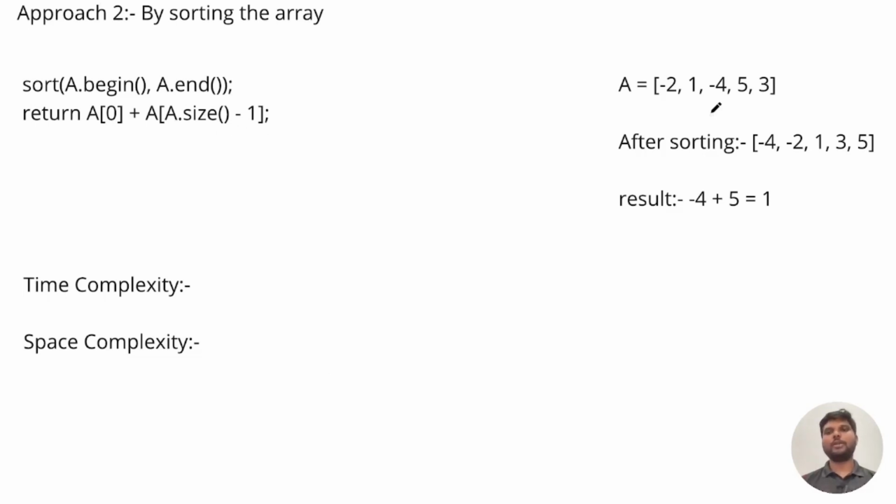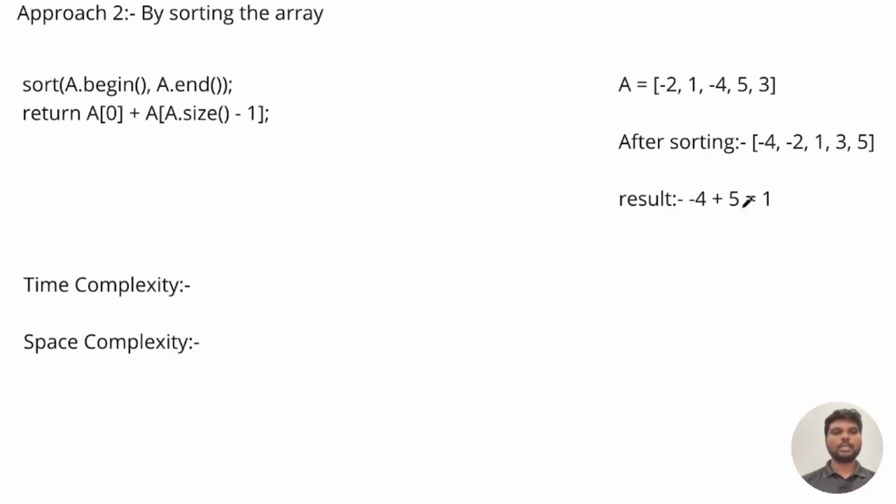So let's say we have an input A with this array, right? After sorting, it becomes -4, -2, 1, 3, 5. So -4 is the minimum element and 5 is the maximum element. So we just need to sum these two and return the sum as the result.